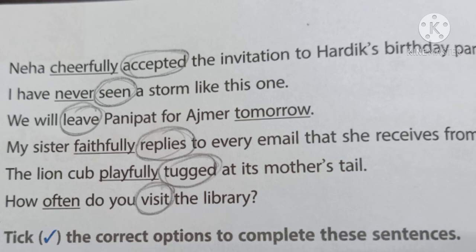The lion cub playfully tugged at its mother's tail. Tug means it was hanging on. Okay, so tugged is the action word, or verb, over there. How often do you visit the library? So visit is the verb over there. One more exercise is there that you will do as your review test. The answer key will be given in the next class.